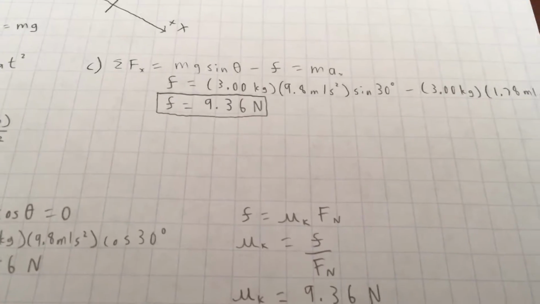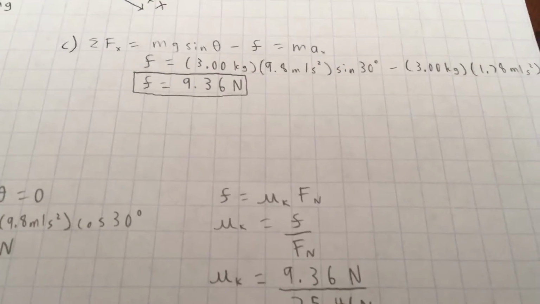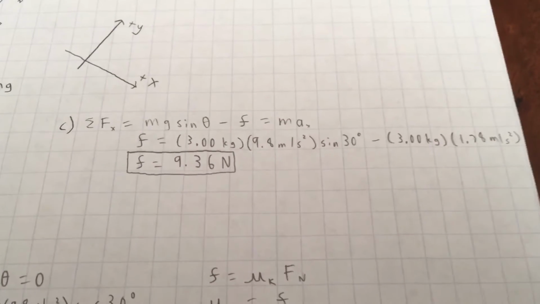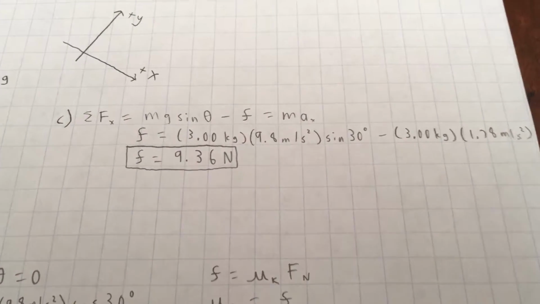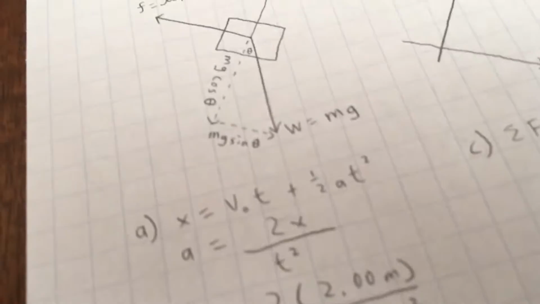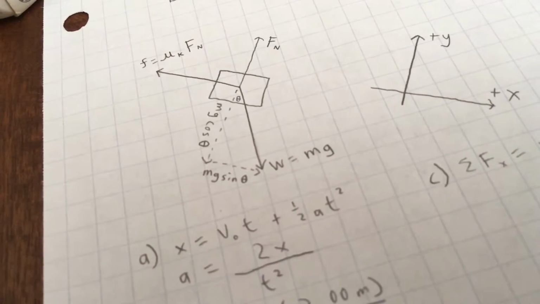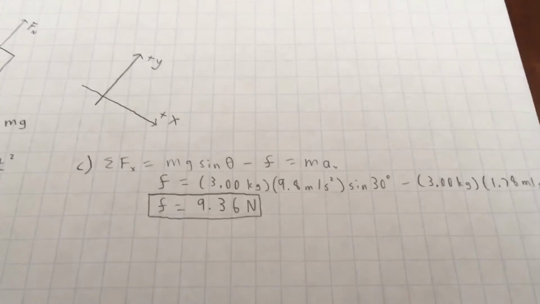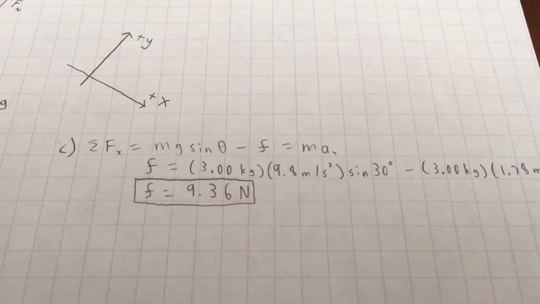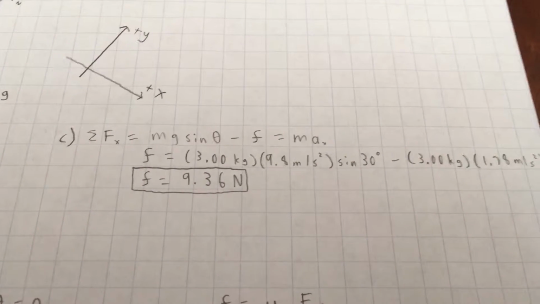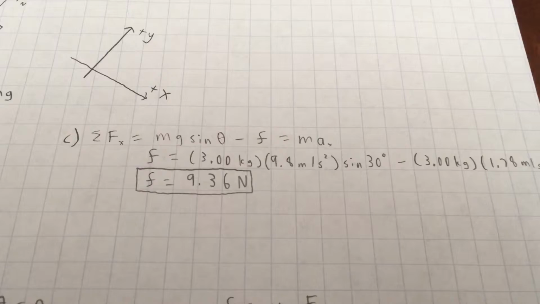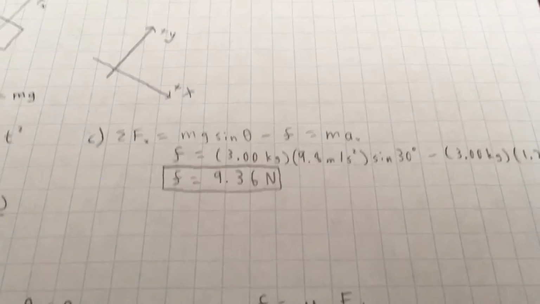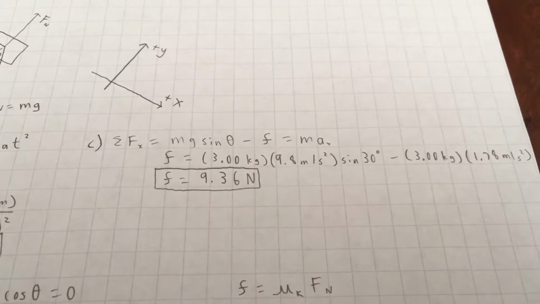Next I did part C before part B. Part C is asking for the friction force acting on the block. So what I did was I summed up all the forces in the x direction. In this picture you see we have mg sine theta in the positive direction, and the frictional force is acting in the negative direction. So mg sine theta minus the frictional force equals the mass times the acceleration in the x direction. And then solving for the frictional force, we get 9.36 newtons.